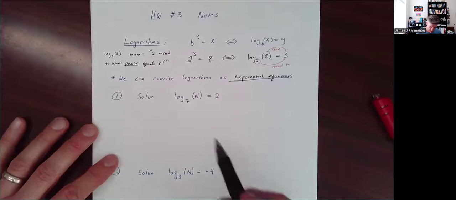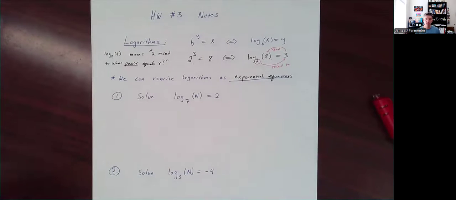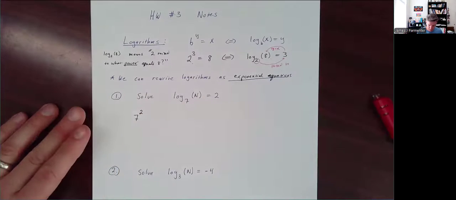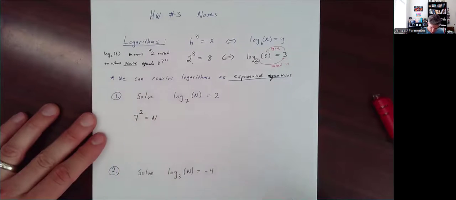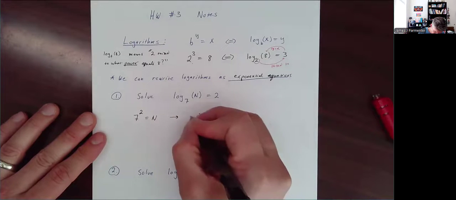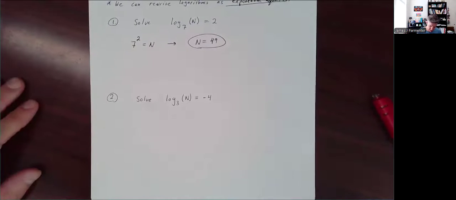So I want to solve log base 7 of n is equal to 2. There's a couple ways to go about this, but I think the most typical way is just to rewrite it as an exponential equation. My base is 7, my exponent is 2, or my power is 2. It's equal to n. So that's going to give me n equal to 7 squared, which is 49. That's it. Easy peasy.